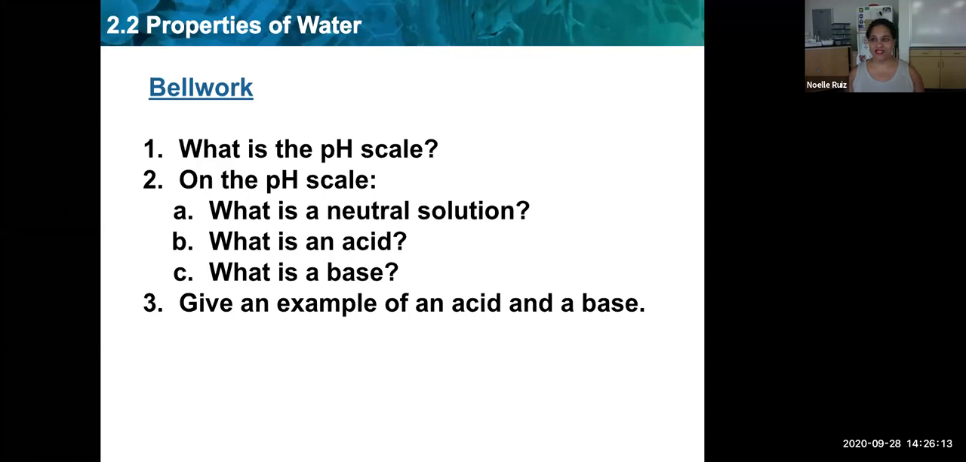No, water's not a base. Milk actually has acid in it, lactic acid. It's a little bit acidic. Baking soda is a base. It's like your most basic kitchen item.